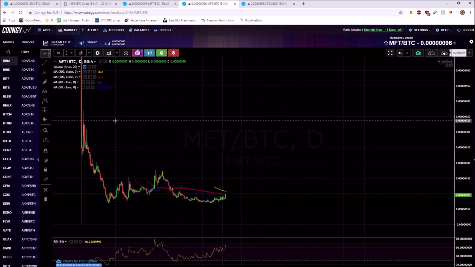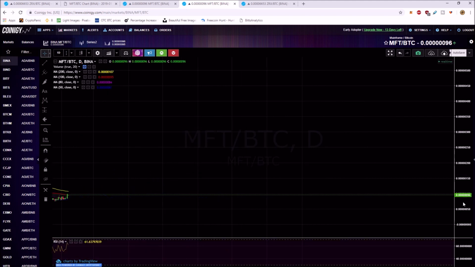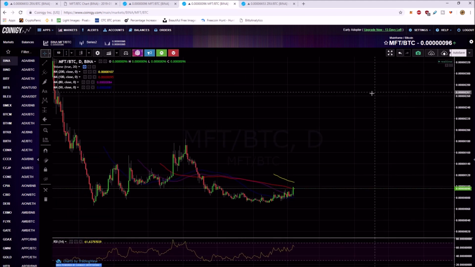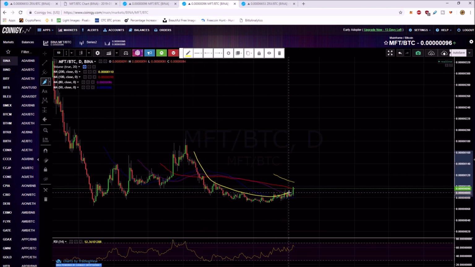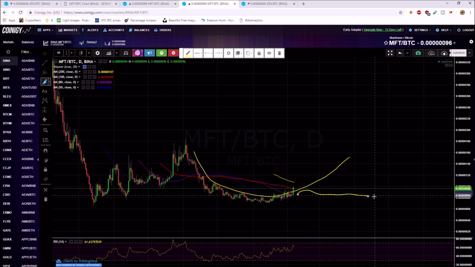This is a daily, so it's zoomed out a little bit. But again, your bowl shape is continuing. We got a nice little pump out of MFT. It ran from 85 to 96 Satoshis, so that's 10% or more. That was nice. And if you notice, we'll probably get this kind of pattern out of it. If we don't, maybe we continue on and then we get it later.